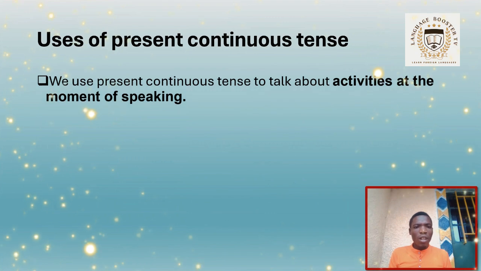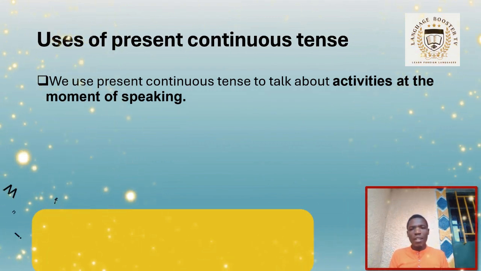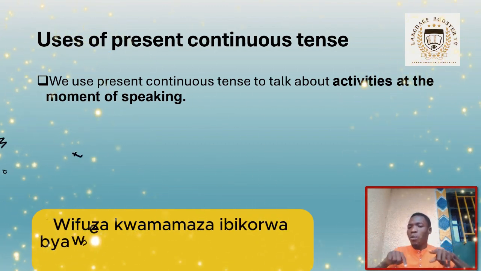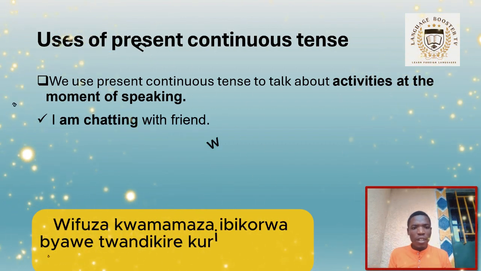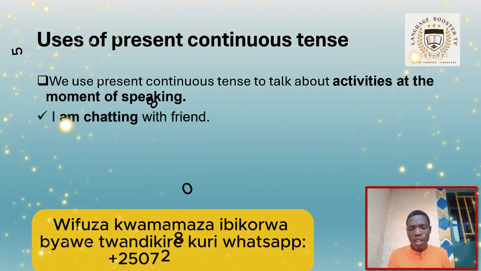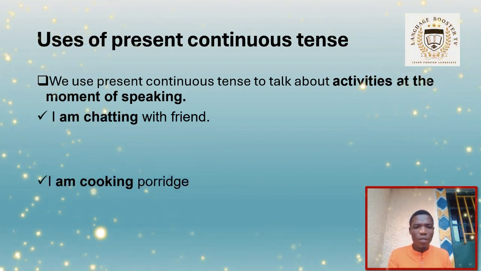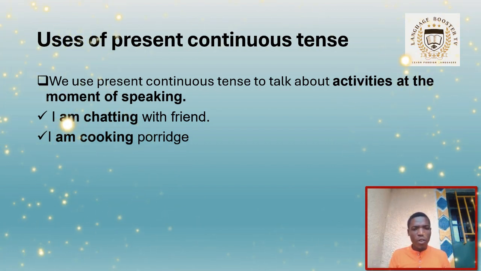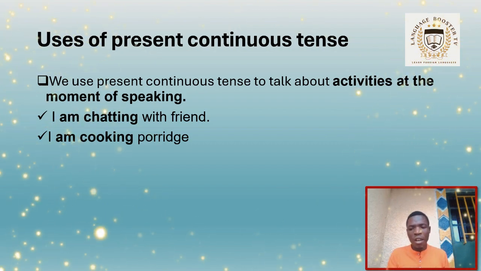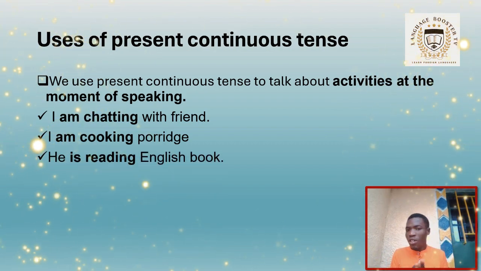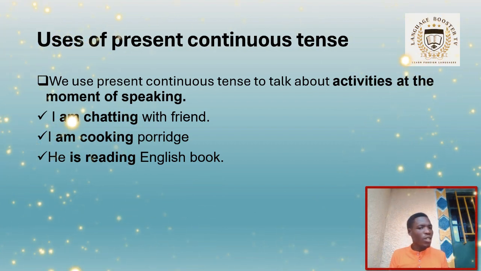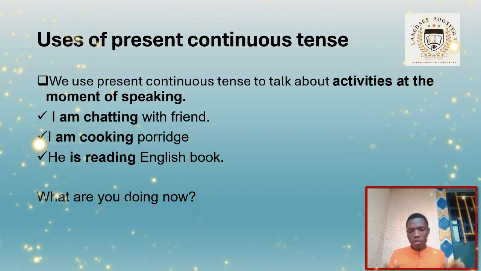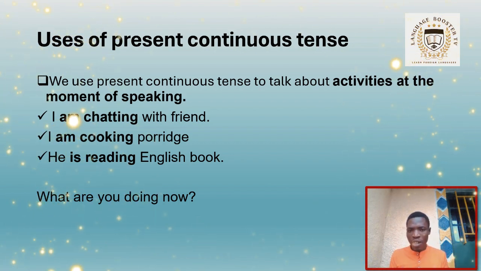Another use, we use present continuous tense to talk about activities at the moment of speaking, right now. For example, I am chatting with friends. I am cooking porridge. It means that right now you are cooking porridge. He is reading an English book. Another sentence, we can ask you, what are you doing right now?